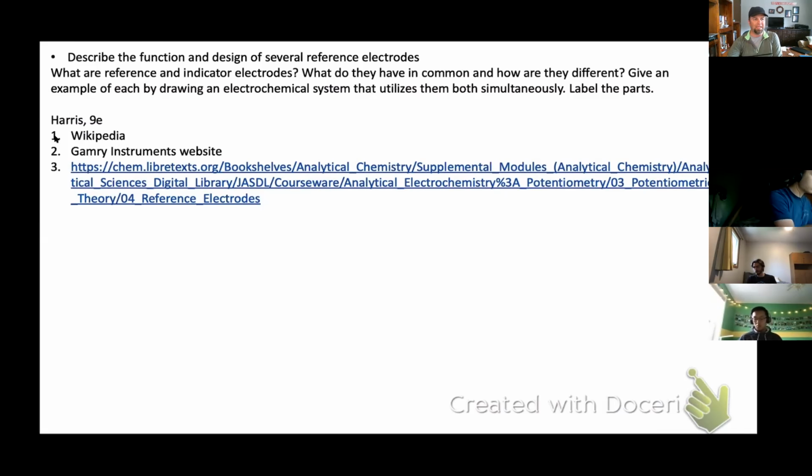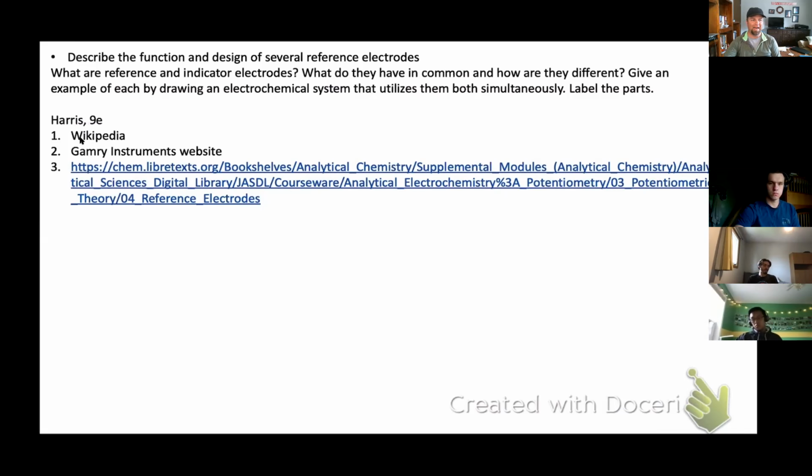I would like each of the 3 groups to focus on one of these. Group 1 will use Harris in combination with Wikipedia. Group 2 will use Harris in combination with the Gamry Instruments website. Gamry is the instrument company that manufactured our potentiostat in our lab, and we use it for some calculations or monitoring of ion concentrations in solution.